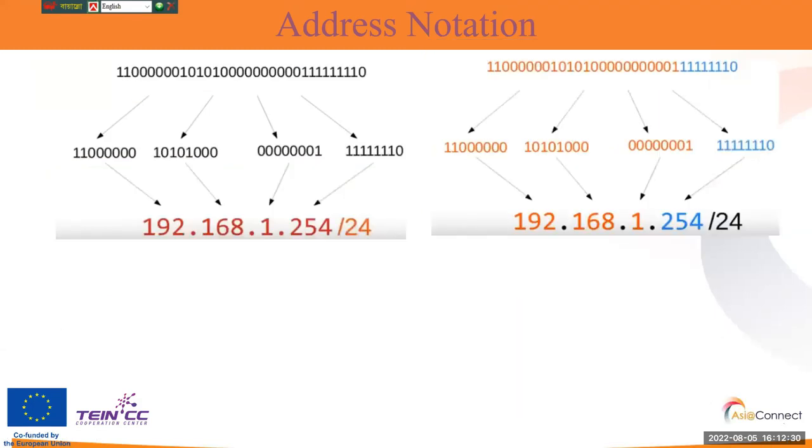This is another kind of address notation. If you want to convert binary to decimal, we need to separate the bits into 8-bit groups with a space between them. Then we need to remember the positional values and convert. For example, 192.168.1.254/24. We know about slash notation, and we have more details in classless addressing. Basically, this portion is called the network ID, and this portion is called the host ID. We will know the details in the next section.